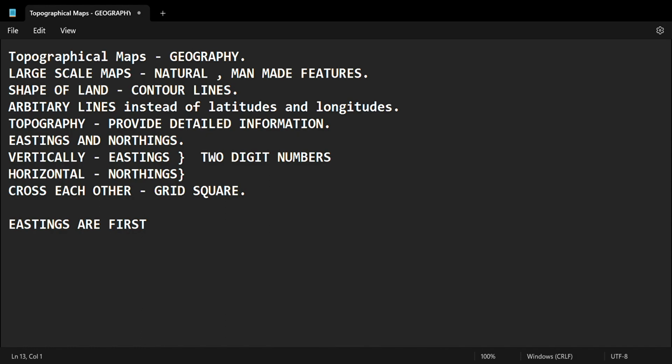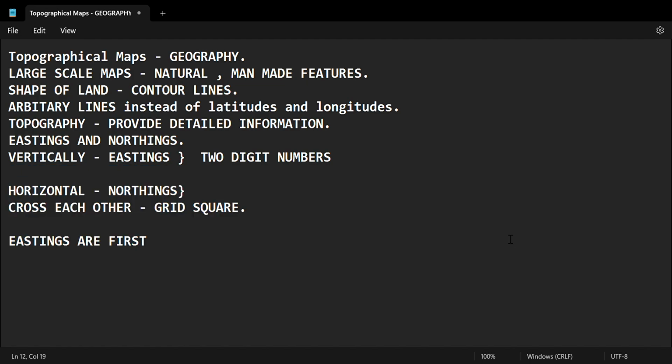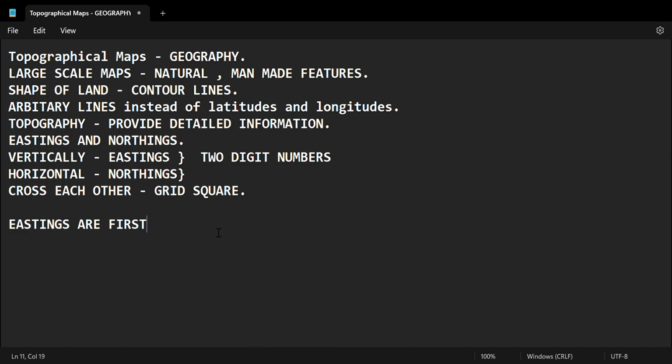Eastings and northings on a topo sheet drawn on a scale of 1 to 50,000 are always 2 centimeters apart, which means they are represented at a distance of 1 kilometer on the ground. So the area of 2 centimeters on the map represents 1 kilometer multiplied by 1 kilometer on the ground. So the four-figure reference and the six-figure reference, the eastings, the northings, we will all learn in the practical lecture later as well.